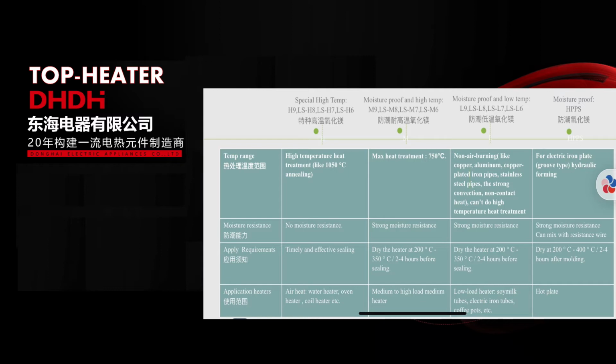Next, we'll introduce the HPPS series. It is normally for the hot plate. It's a very special and exclusive hot plate model, only for the iron. I know some manufacturers in East EU or in Turkey produce the hot plate, and they will use this model. It has very strong moisture resistance, so when you buy it, it's very easy to use.